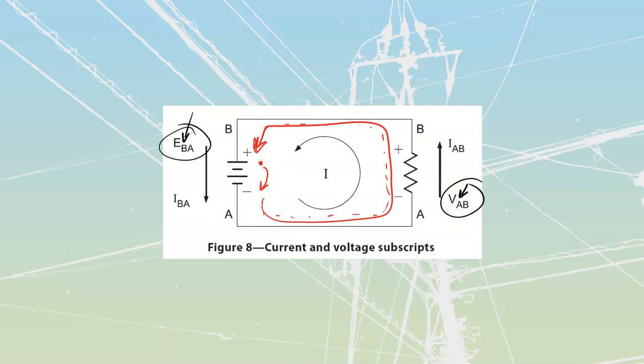The other thing that I want you to note right now is that this point A is the same point on the circuit. Yeah, there's conductor in between those two, but A is A, same as B is B.